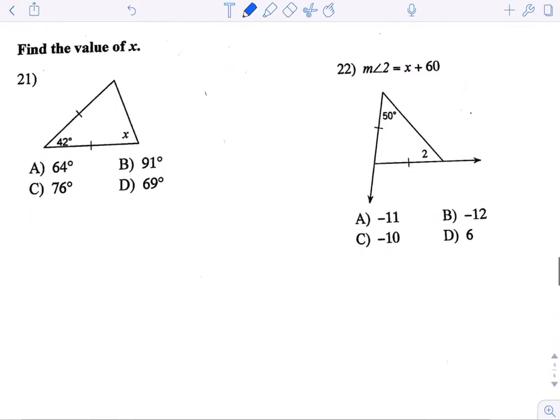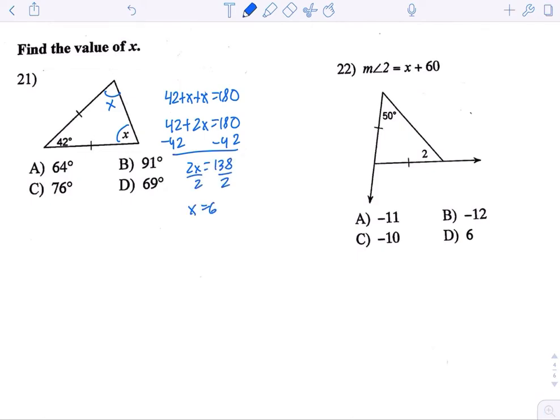Alright, 21. This is an isosceles triangle, you guys, because it has two congruent sides. So if it's an isosceles triangle, that means these two angles are the same. So if that angle is x, this also means that's x. And then, you guys, we can solve, because a triangle has a sum of 180 degrees in the interior angles. So 42 plus 2x is equal to 180. Subtract 42 from both sides. 2x is going to equal 138. Divide both sides by 2. x is equal to 69 degrees.